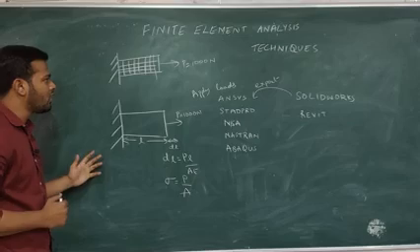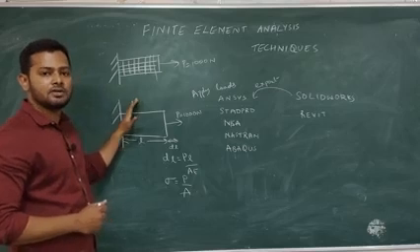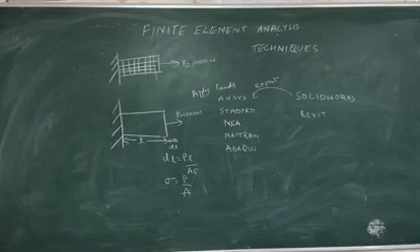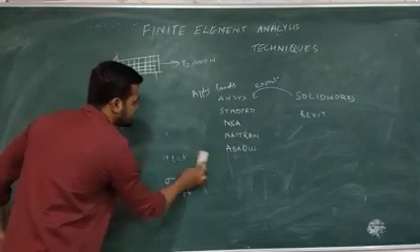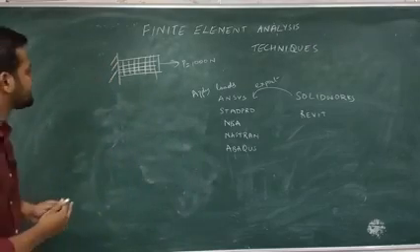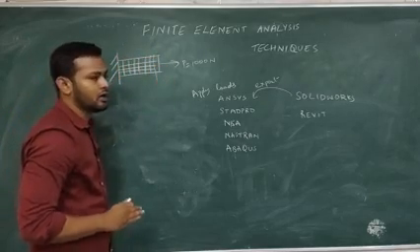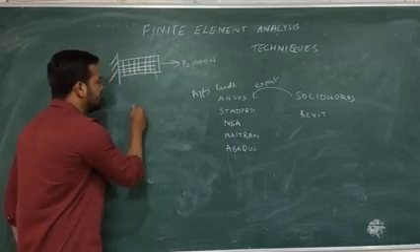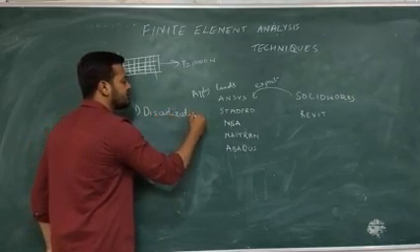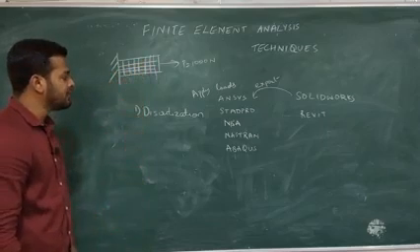Okay, so the simplest idea of finite element analysis is to divide a model into a number of simpler elements called finite elements. This is called discretization. Discretization is the first step of finite element analysis. Discretization means the software will divide this model into a number of elements. That is called discretization. So that is the first step of finite element analysis, to divide a model into a number of simpler elements.